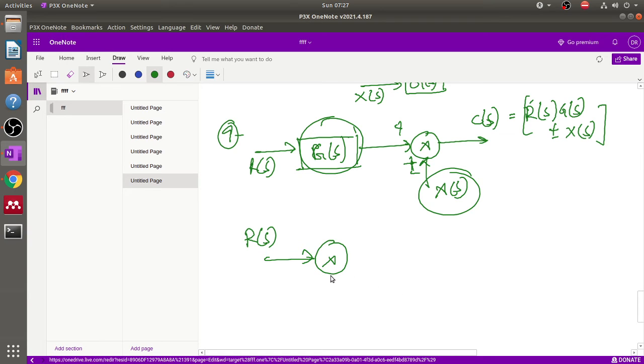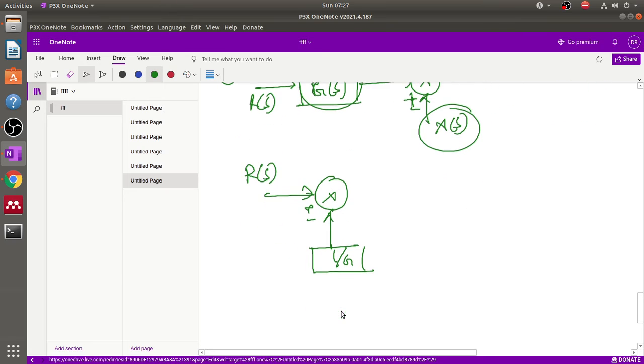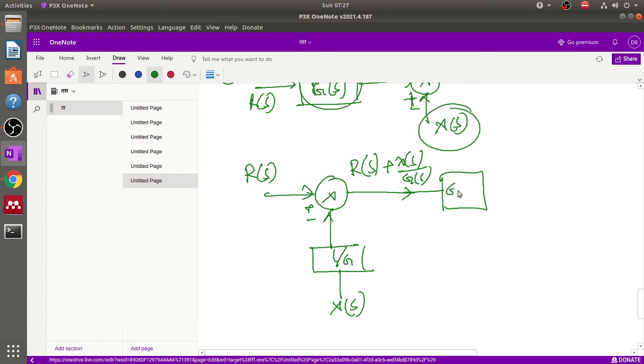So now first RS. Okay, now one thing should be remembered, that here before XS is applied, we pass it through the gain 1 by GS, because one thing should be remembered here, XS. Okay, so now in this output, RS plus XS by GS. Now if we multiply this by the function GS, then the output equals RS GS plus minus XS.